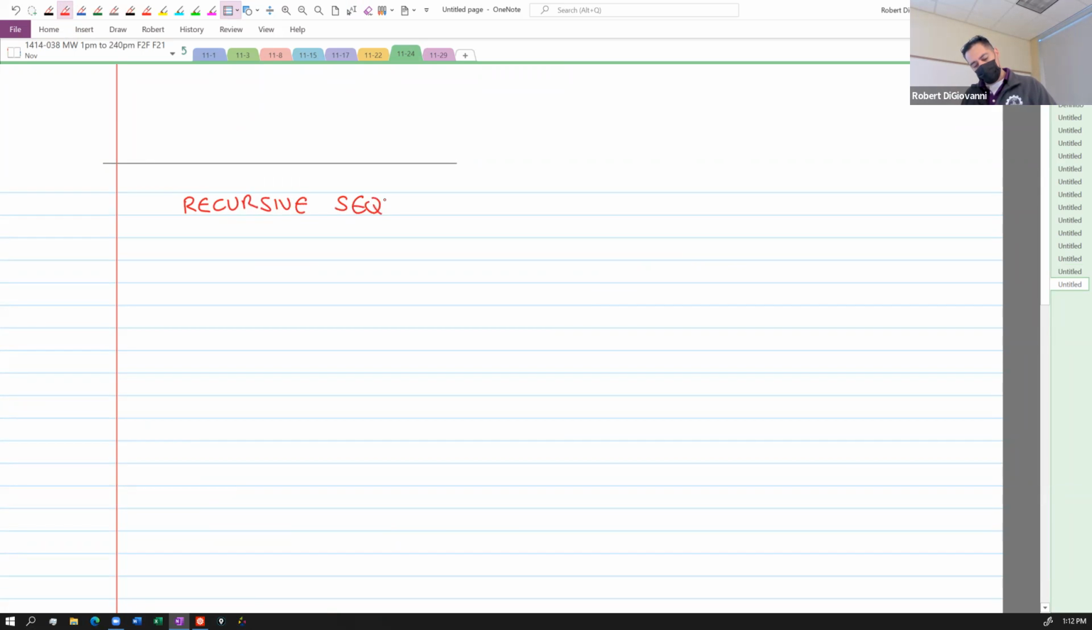Recursive sequences. The way that recursive sequences work is that instead of me giving you a formula that gives you each one of them, I tell you what the first one is, maybe I tell you what the first 2 numbers are, whatever, and then I tell you what all of them look like from there on out. So let me give you an example.